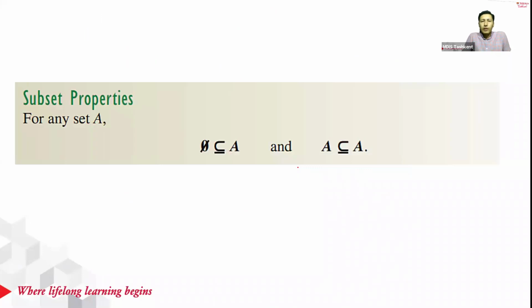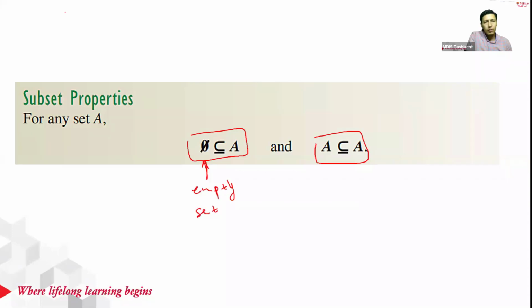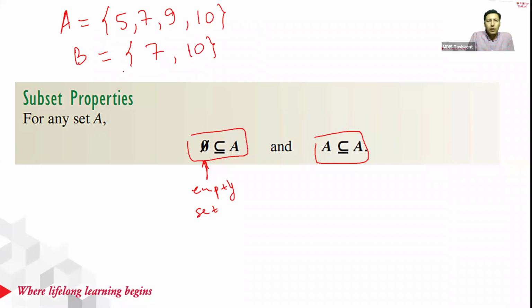Okay, for any set, there are at least two subsets. The empty set, this one we call the empty set. A: 5, 7, 9, 10. B, C, and it's 9.